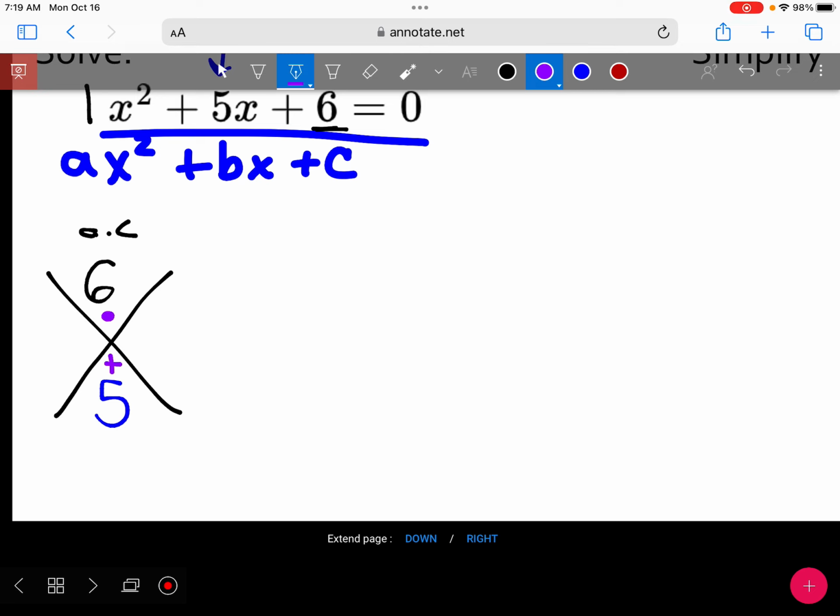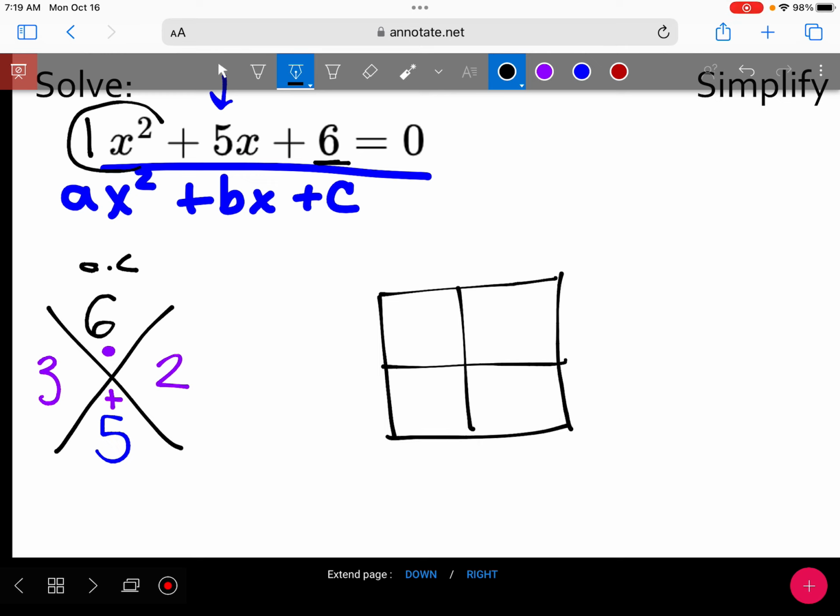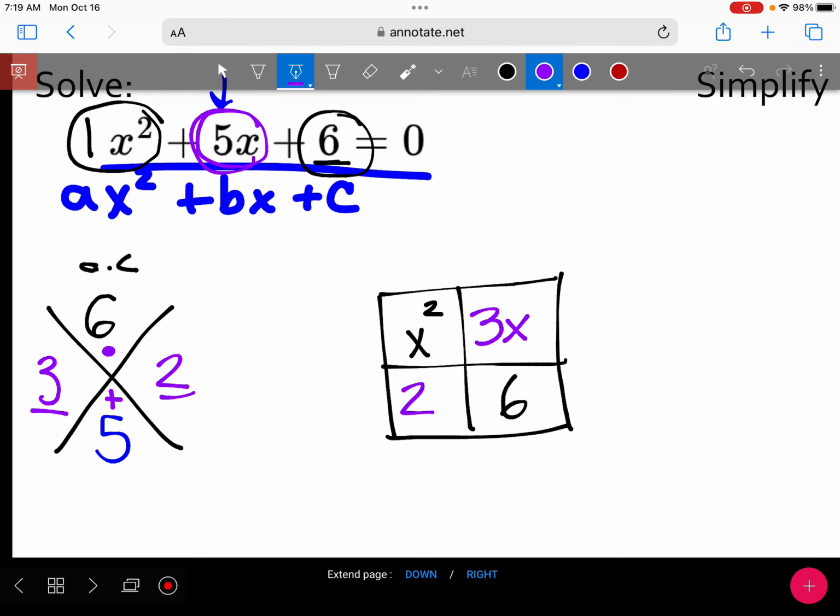What pair of numbers multiplies to be 6 and adds to be 5? 3 and 2. So if we use the box to factor this, we take our x squared from our equation, our 1x squared. We have our 6 from our equation. And these two numbers are how this term uncombines its like terms. So we have 3x and 2x.